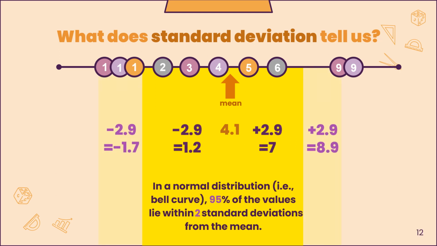In a normal distribution, 95% of the values lie within 2 standard deviations from the mean. And you guessed it, we can take it even one step further. In a normal distribution, 99% of the values lie within 3 standard deviations of the mean. I think that this is really 99.7 or 99.97, something like that, but it's a lot, right?